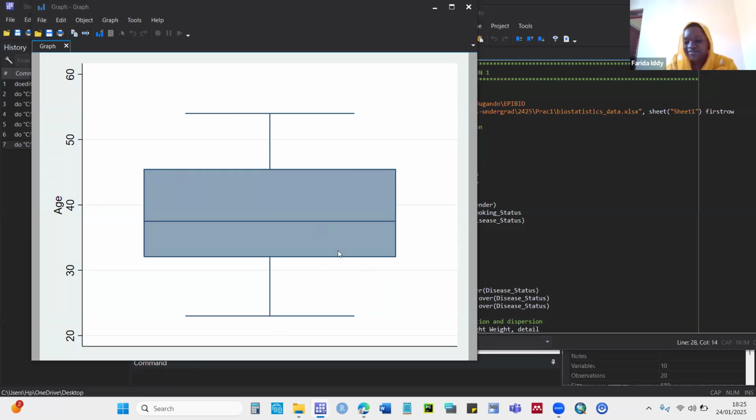This is just for one variable, but sometimes you want to see outliers, or you want to see the distribution of a certain variable over categories of another variable. That is also possible with a box plot.